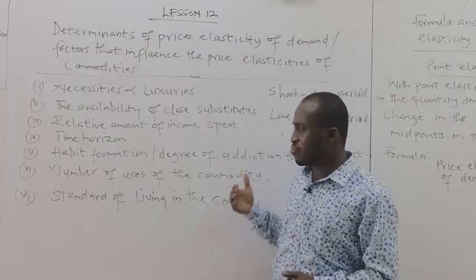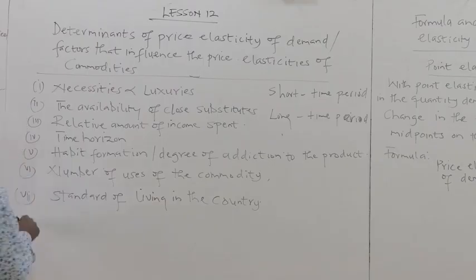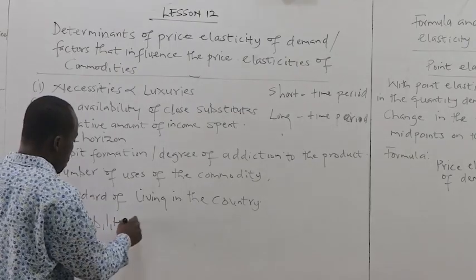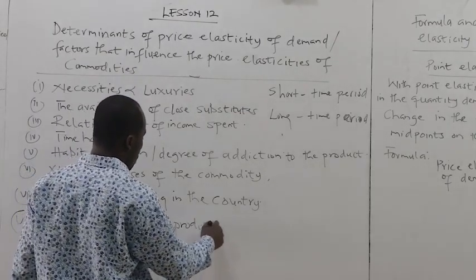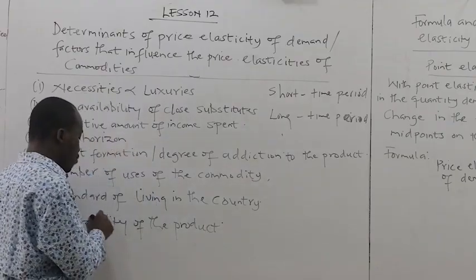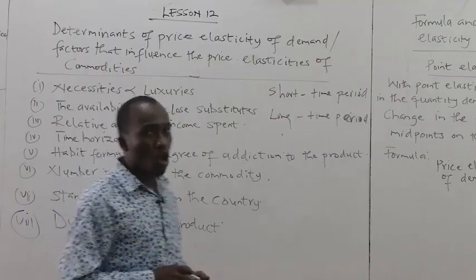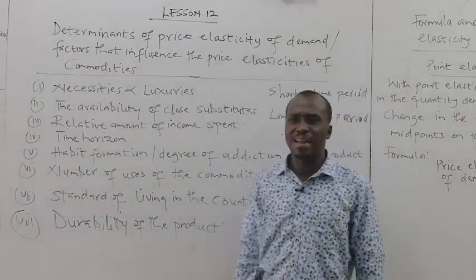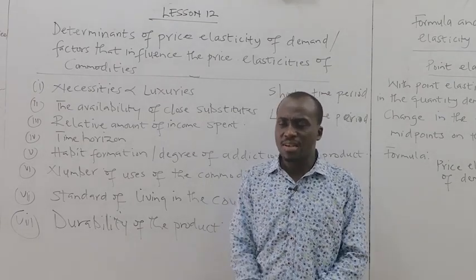Maybe you can also think about durability. The durability of the commodity too can make it elastic or inelastic. A product that's durable is a product that can last long. If I buy a Toyota car, it lasts long. If I buy their engine, it lasts long. In that case, even if the price goes up, you buy it.